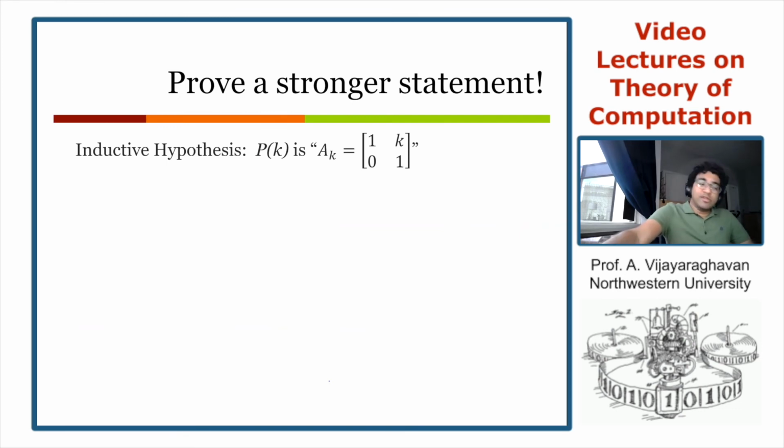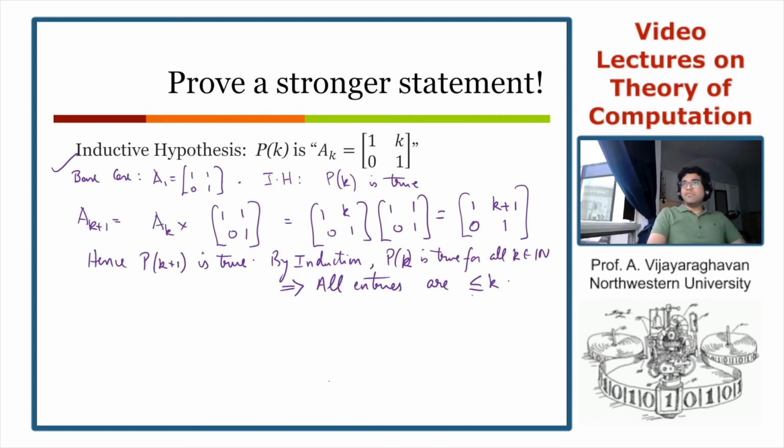Now let's prove this. Let's establish this for all natural numbers. The base case is easy because A1 is just 1, 1, 0, 1, and it is of the form 1, k, 0, 1 with k equal to 1. Now if you look at A^(k+1), it is A^k times 1, 1, 0, 1, and I've just written it out to save some time. If you multiply out 1, k, 0, 1 with this matrix 1, 1, 0, 1, you exactly get 1, k plus 1, 0, 1.